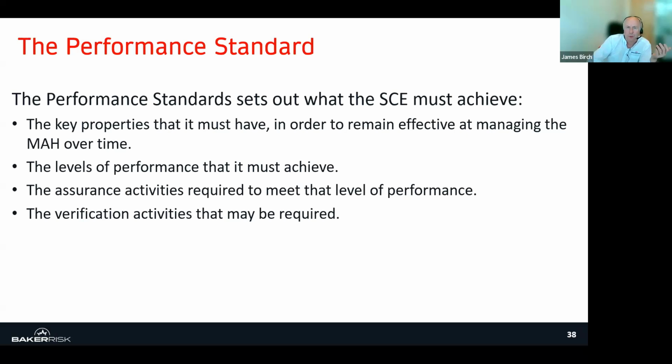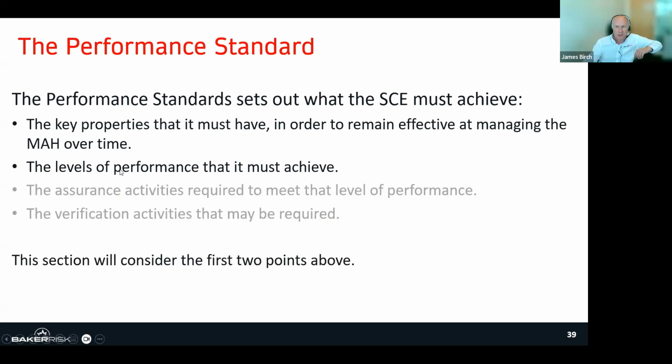So the performance standard is the document that we use to set out the key properties for the SCE. What must it do? What must it achieve? How do we assure ourselves? How do we check and inspect it so we know it's going to work when we need it? And then what level of verification, of proof, do we need to be certain that on the day that SCE is going to help save us? So in this part, I'm going to talk about the first two of these, the key properties and the levels of performance.